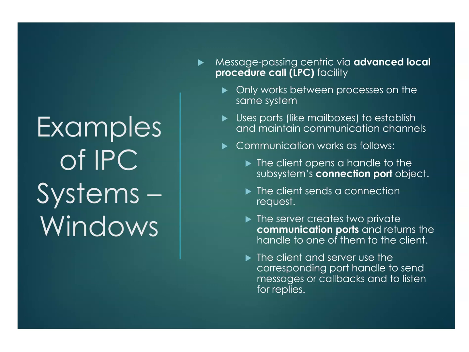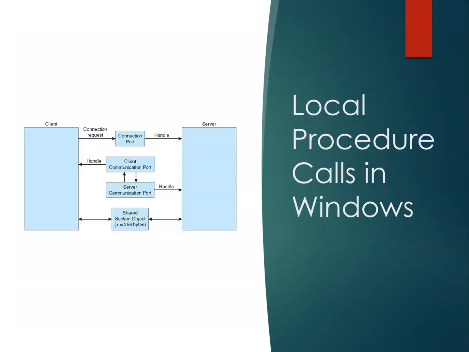The client opens a handle to the subsystem's connection port. The client sends a connection request. The server creates two private ports, communication ports, and returns the handle of one to the client. The client and server use the corresponding port handle to send messages or callbacks to listen for replies. Callbacks are what a message is in Windows. Often it is essentially using a pointer to a function. So in Windows, we get a connection request, and we get a connection port and a handle to our server.